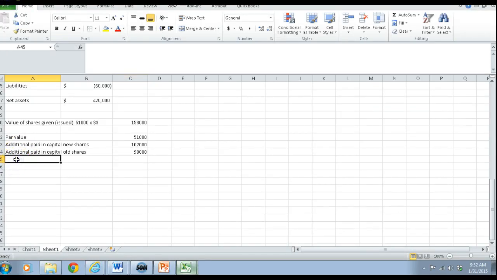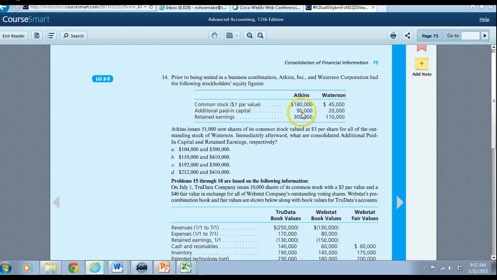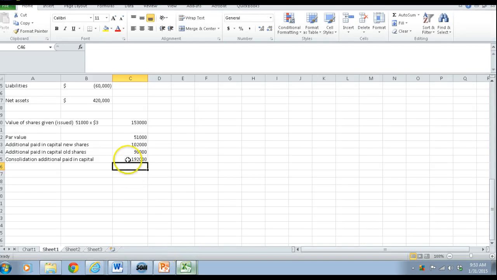So our new consolidated additional paid in capital is going to be 192. It's going to be our 102 plus our 90. Because the question is, what will be the consolidated additional paid in capital? So basically, we've got the 90 here, plus the new shares, 51,000 shares times $2, goes into our additional paid in capital. After the combination, we'll show additional paid in capital on the books of 192. Does that make sense? Yeah. So the answer to the question is B then, right? The 192. Correct. The 300,000. Correct.